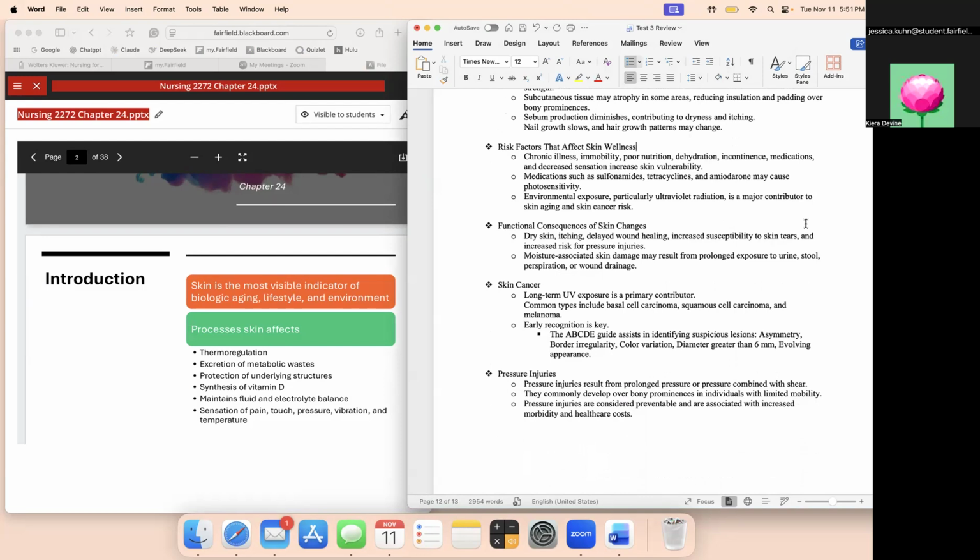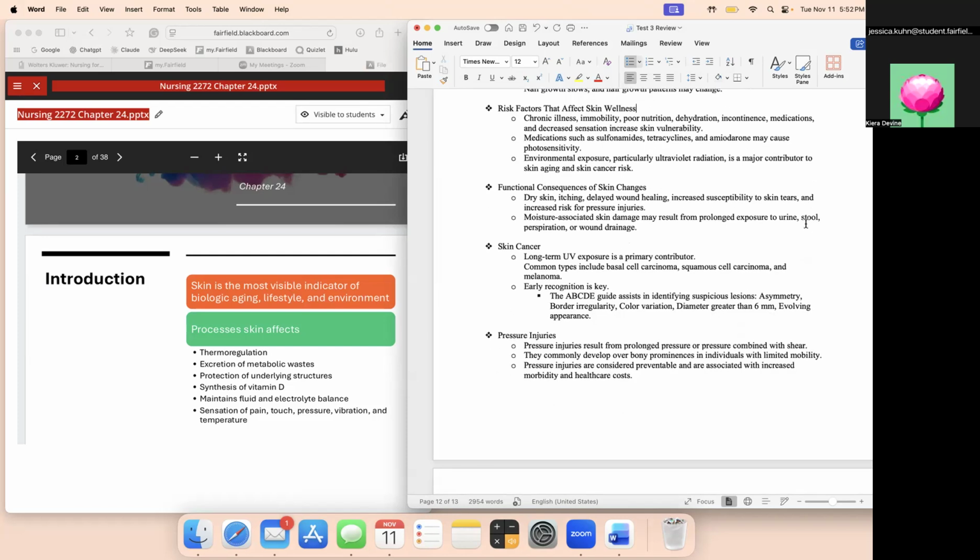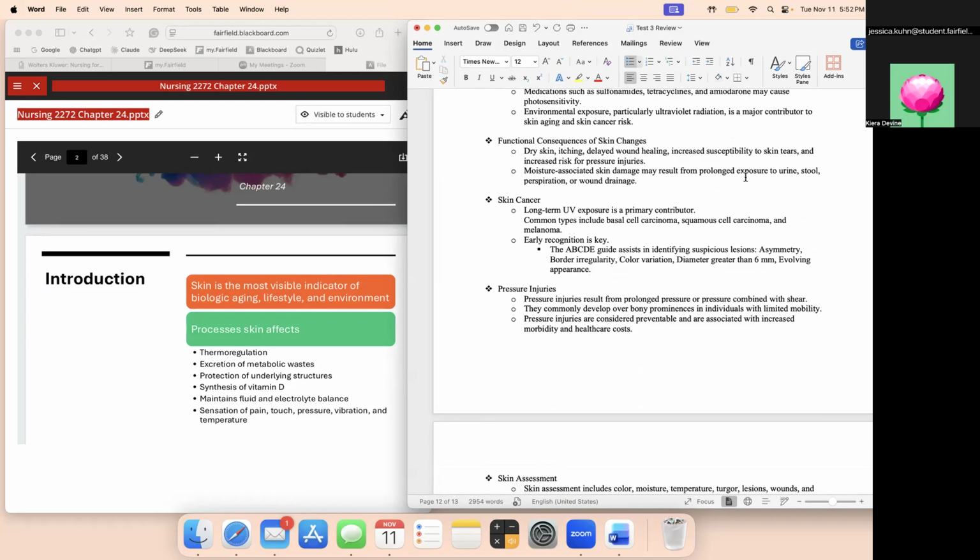Risk factors that affect skin wellness: chronic illnesses, immobility, poor nutrition, dehydration, all the same stuff that really affects everything else. Here incontinence is going to come into play, and decreased sensation will also increase skin vulnerability. Medications like sulfonamides, tetracyclines, and amiodarone may cause photosensitivity, increasing the risk for sunburn.